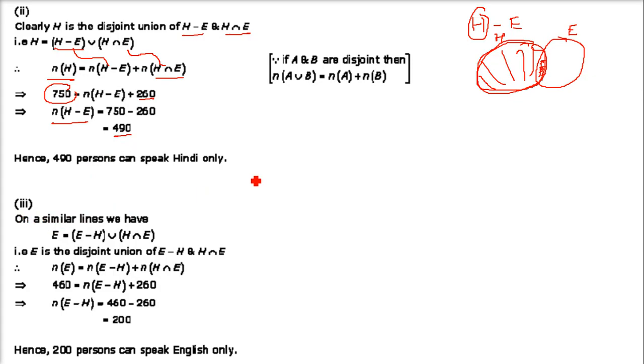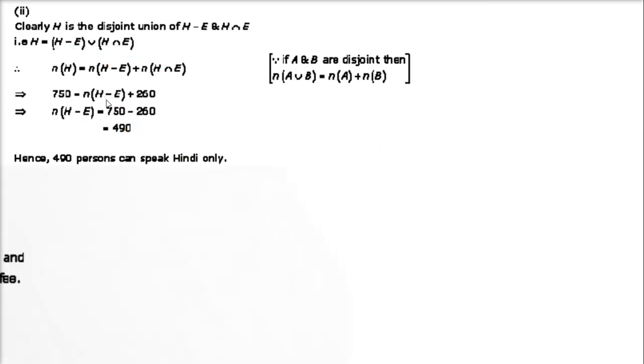Next one is, how many can speak English only? So here E minus H we have to find out. Same thing we are going to do here for English now. E minus H union H intersection E, or E intersection H. They are disjoint, so we can just write NE equal to NE minus H plus NH intersection E. This we know already, 460. This we have already found out. So just subtract them, you get 200 persons that can speak English only.